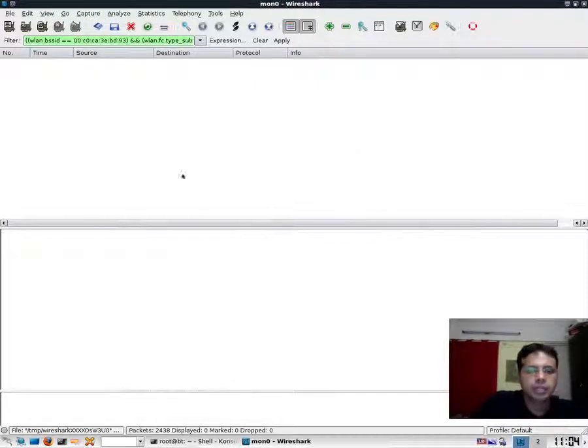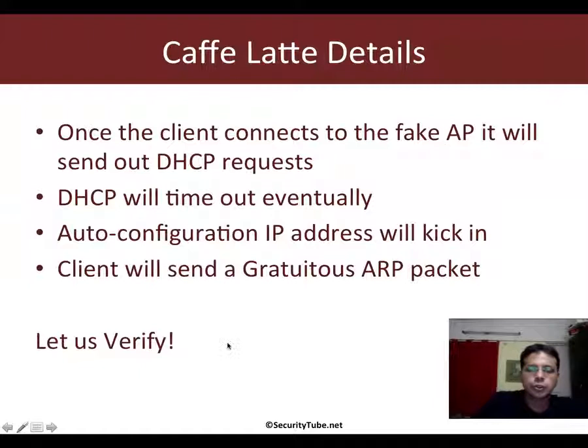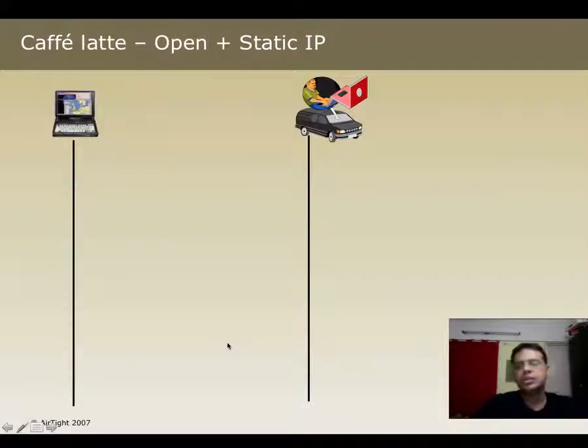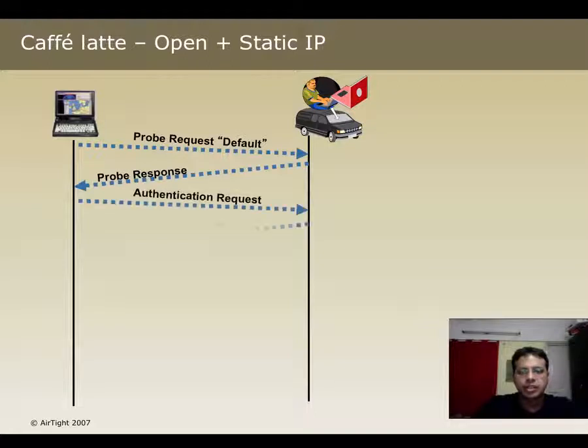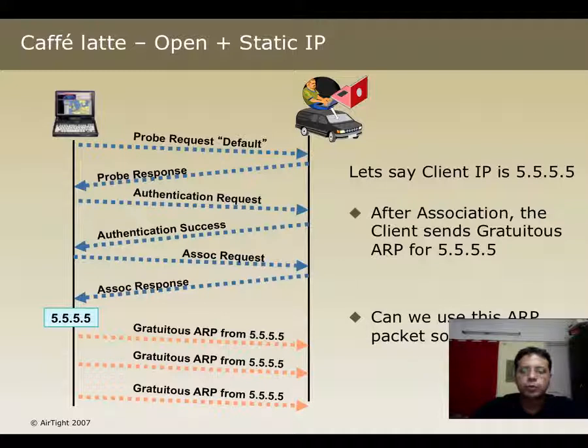Anyway, let's go back to our slides and understand the situation better. So here is the case. Even though the slide says static IP, the same thing applies to DHCP, as you will notice shortly. The client sends out the probe request, the attacker sends the probe response, and they complete the authentication phase and the association phase. After that, if it is a static IP address, the client will immediately send out the gratuitous ARP packets. If it is configured for DHCP, it will time out first and then send out the gratuitous ARP packets announcing its IP address to the rest of the network.